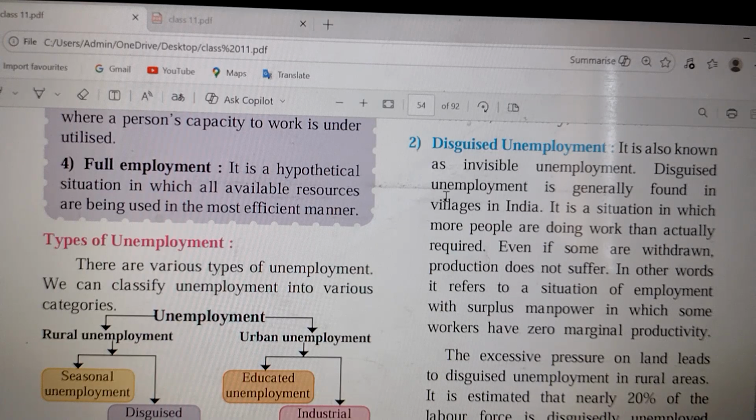सेकेंड टाइप है हमारा डिस्गाइज्ड अनएम्प्लॉयमेंट. Disguised unemployment means more people are working than actually required. मतलब जितनी ज़रूरत है उससे ज़्यादा लोग एक ही सेक्टर में एक ही जगह पे काम कर रहे हैं. अगर कुछ लोगों को काम से हटा दिया जाए तब भी प्रोडक्शन पर कोई असर नहीं पड़ता, फिर भी ज़रूरत से ज़्यादा एक ही काम के लिए ज़्यादा लोग वर्क कर रहे हैं. This type of unemployment is mostly found in Indian villages because of excessive pressure on land, joint family system and lack of alternative job opportunities.